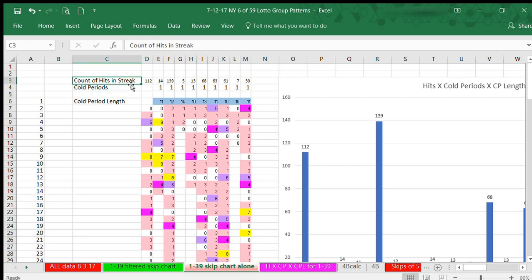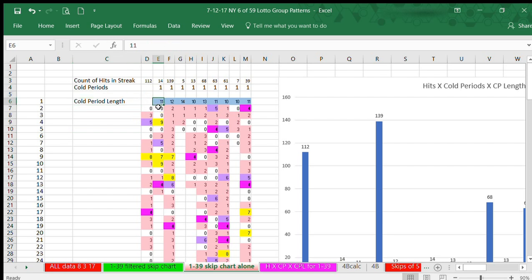And this is the cold period 1 before the streak began again. So here you can see the cold periods, they're all 1, meaning that the streaks just continue and continue and continue pretty much. It's a hot pattern. These are the cold period lengths, so you keep reading it like this.